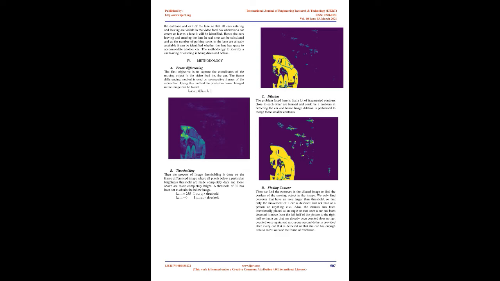Methodology. Frame differencing. The first objective is to capture the coordinates of the moving object in the video feed, i.e. the car. The frame differencing method is used on consecutive frames of the video feed. Using this method the pixels that have changed in the image can be found. Thresholding. Then the process of image thresholding is done on the frame-differenced image, where all pixels below a particular brightness threshold are made completely dark and those above are made completely bright. A threshold of 30 has been set to obtain the below image.